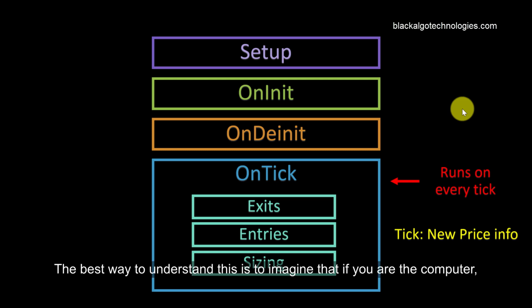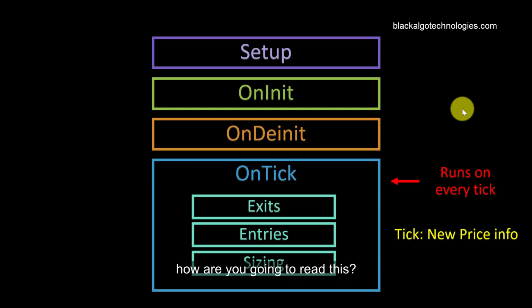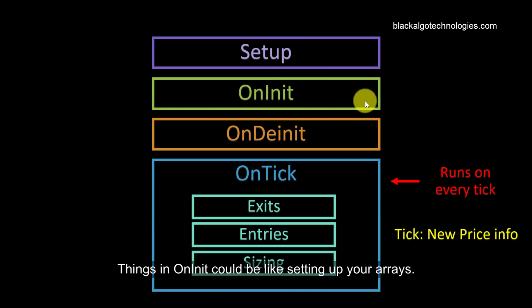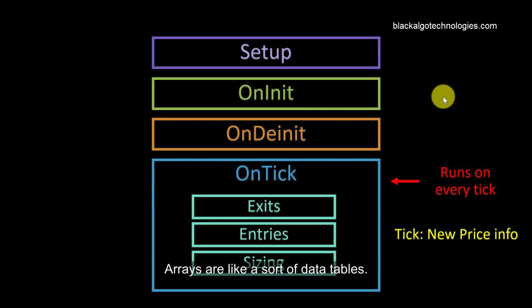So the best way to understand this is to imagine that you are the computer now. How are you going to read this? So the computer will look at this. It will first go to on init and run everything there. So things in on init could be, say, setting up your arrays. Arrays are like a sort of data tables. Setting up certain variables that you need, calculating certain parameters you need for your strategy. You only do it once.